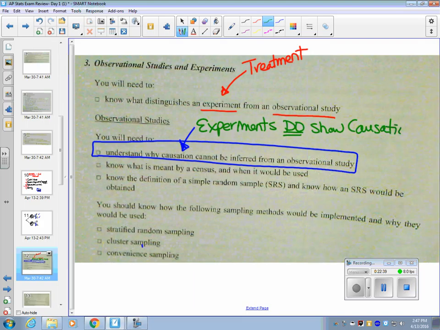As long as the experiment is well designed. As long as it has a control group, randomization, replication, possibly blocking, then it can show causation. What's a census? That's an easy one.